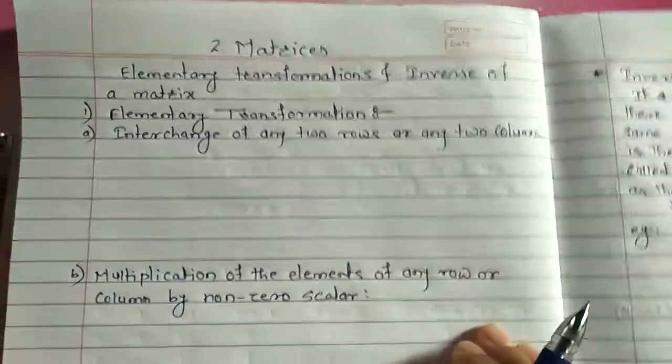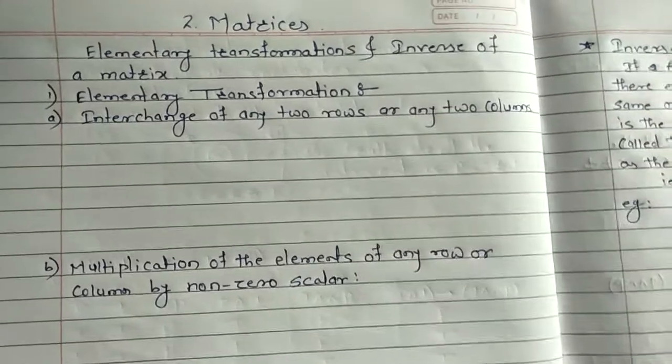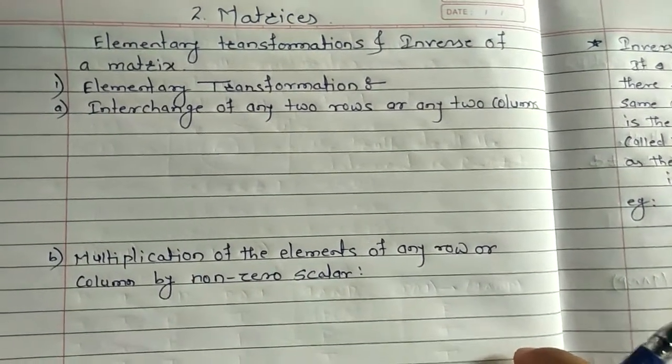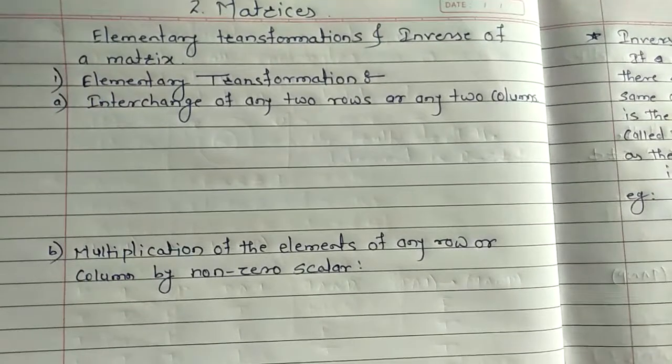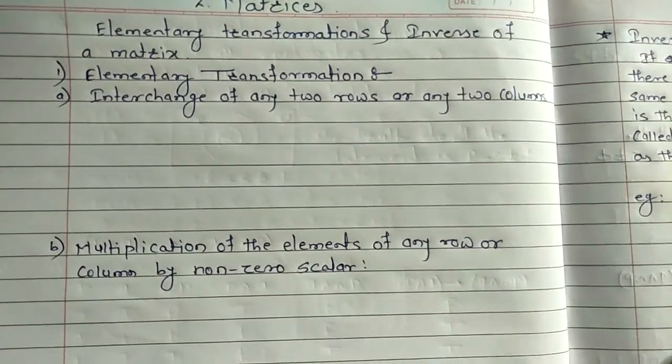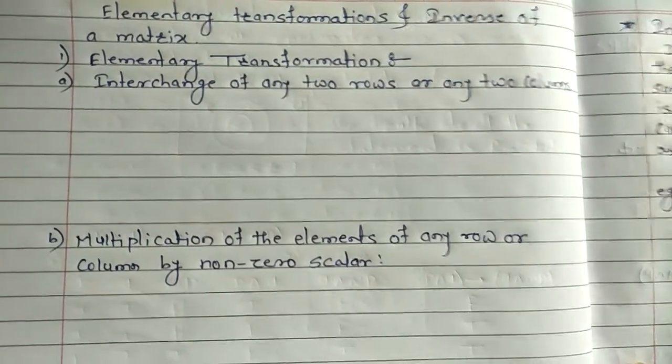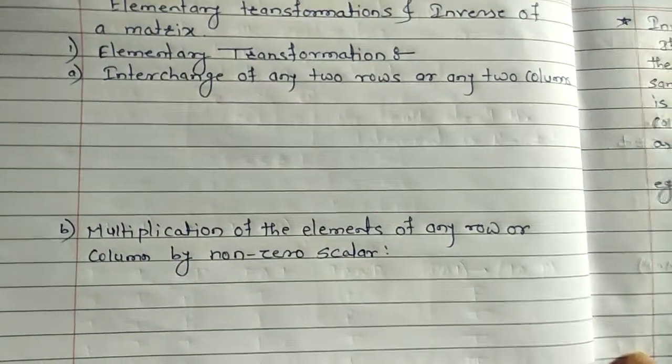So the elementary transformation means the operations on rows or columns. There are 6 operations, 3 operations on rows and similarly 3 operations on columns. Let's see one by one.